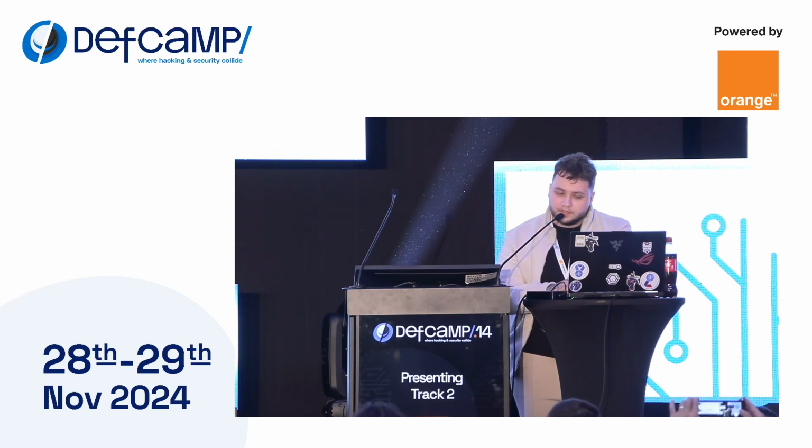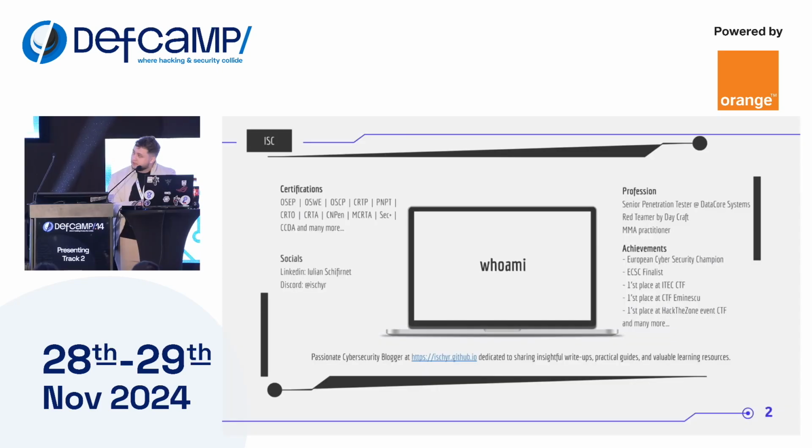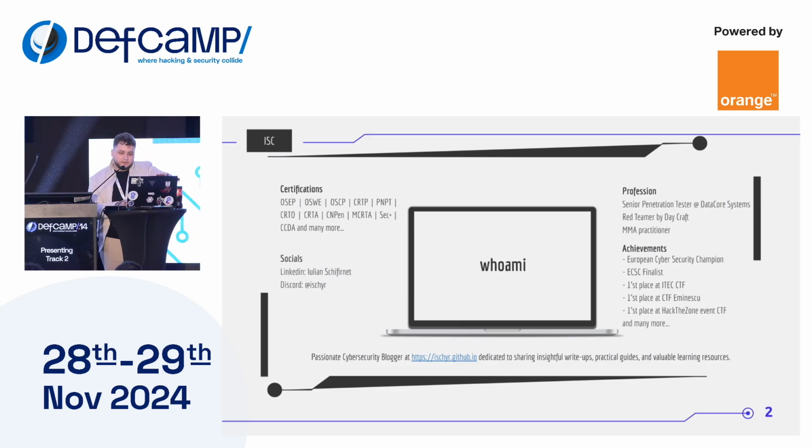I'm Iulian Schifirnet. I'm 21 years old, and I'm a senior penetration tester at Data Core Systems. I'm a red teamer by craft. I have a couple of certifications and achievements, and I hope you like the presentation today.